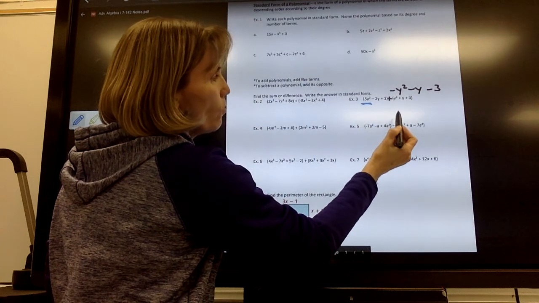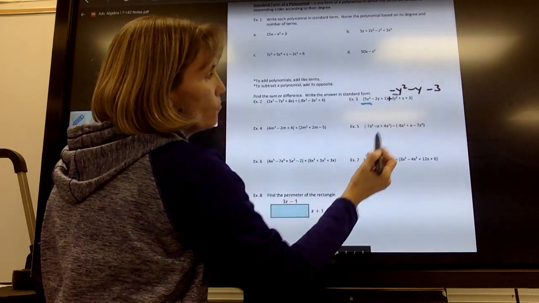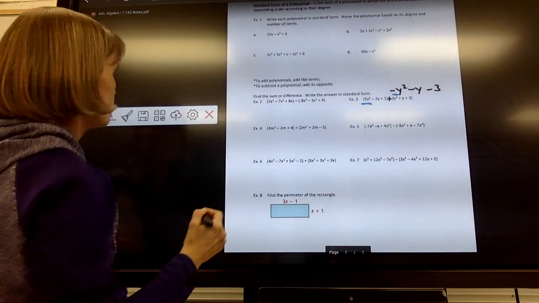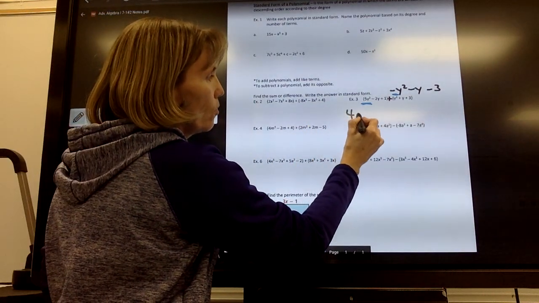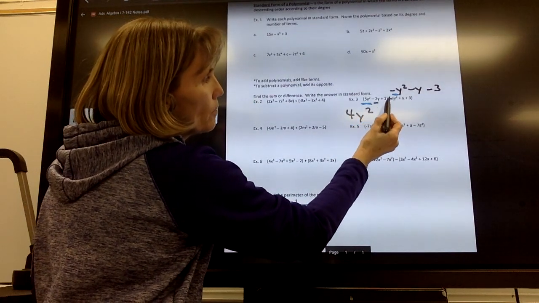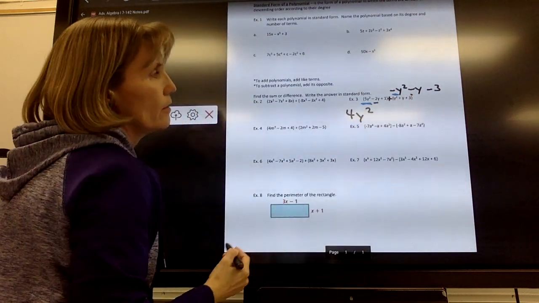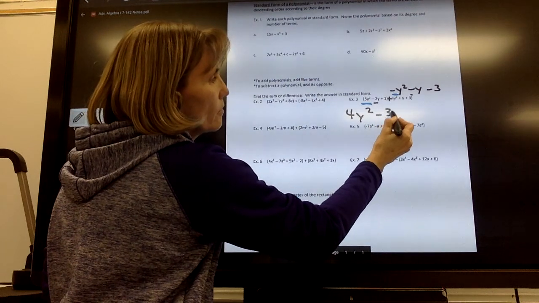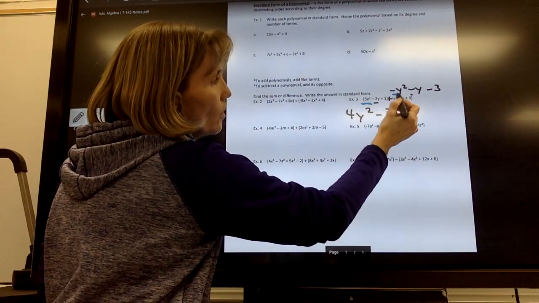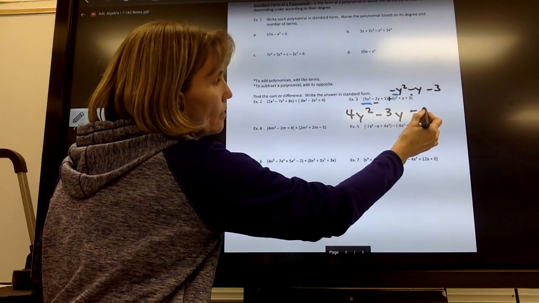I've got a 5y squared plus a negative 1y squared. 5 plus a negative 1 would be a 4y squared. Okay, I've got a negative 2 plus a negative 1. Negative 2 plus negative 1 is a negative 3y. And 1 plus a negative 3 would be a negative 2.